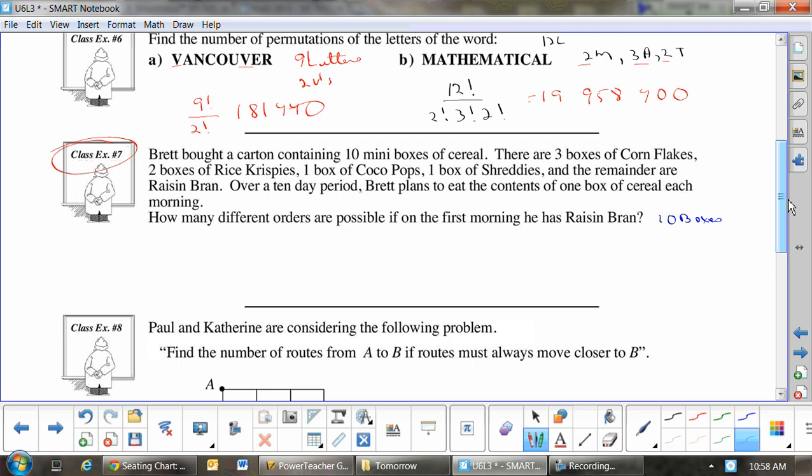So for the first day, you're having raisin bran, right? So you're having one raisin bran. You're not having three, you're having one. So how many boxes do you have to pick from tomorrow? 9, 8, 7, all the way down to 1. So that is the same thing as 9 factorial. Now, would there be 9 factorial ways to eat those?